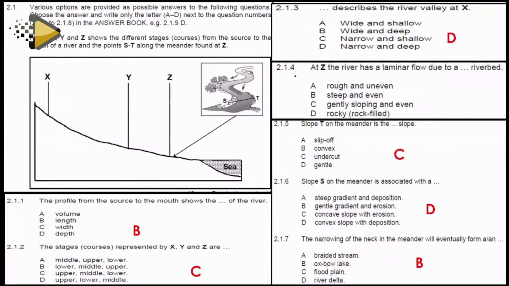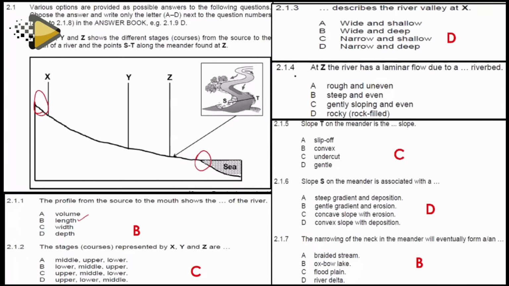Now let's quickly look at these questions here. Various options are provided as possible answers. Let's look at the first question. The profile from source to the mouth shows the what of the river? From the source to the mouth, what does it represent? It shows the length of the river.